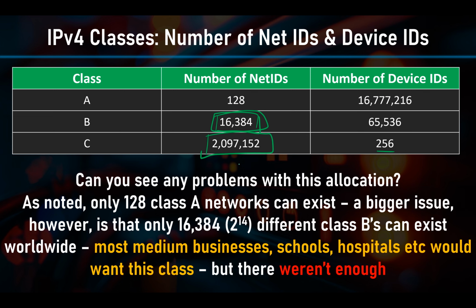I guess you can also say the same for home users. Here we've only got about 2 million Class C networks. But think how many homes have a router. There's probably like 500 million homes, maybe even 1 billion homes with a router. So again, that 2 million is obviously nowhere near enough.